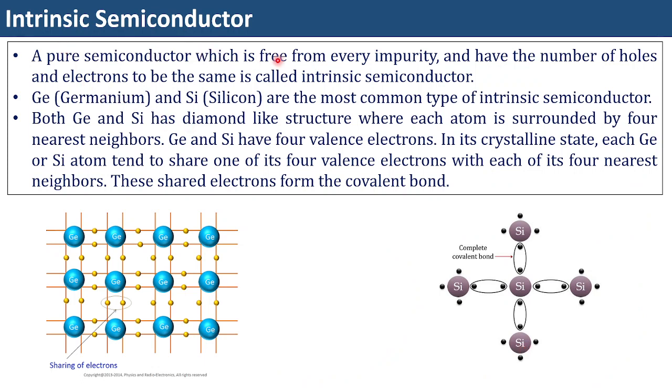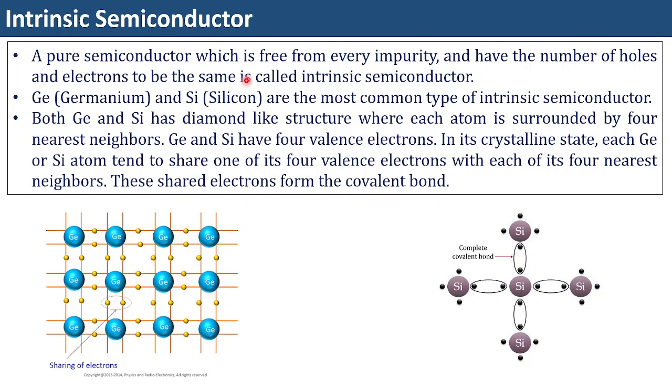A pure semiconductor which is free from every impurity and has the number of holes and electrons the same is called an intrinsic semiconductor. If this definition comes in the exam, you have to write these particular lines. What we have understood is that an intrinsic semiconductor means a pure semiconductor. By purity we mean that there is no other material present. For example, if it is an intrinsic semiconductor of silicon, then I would expect that other than the silicon atoms there are no other atoms whatsoever present in that crystal.